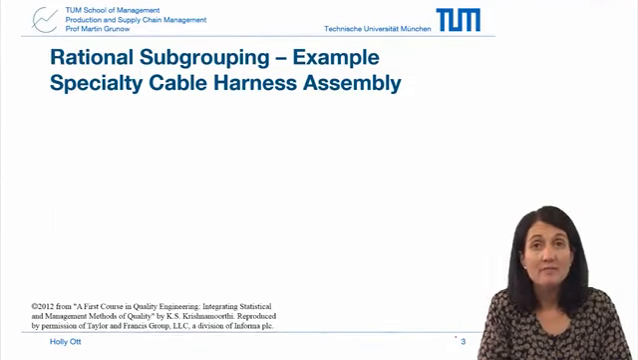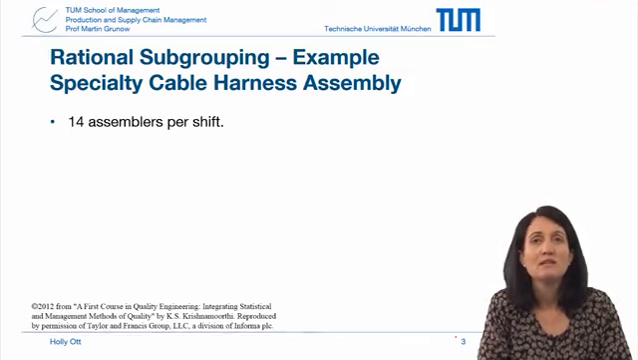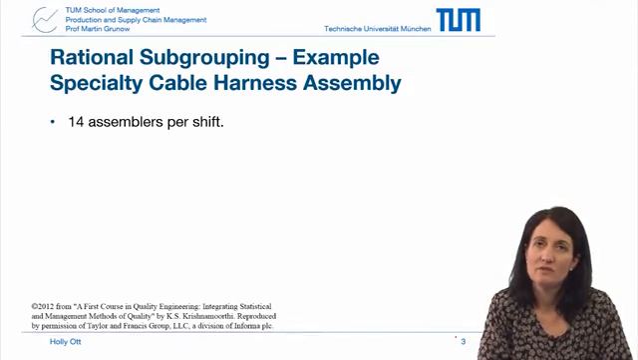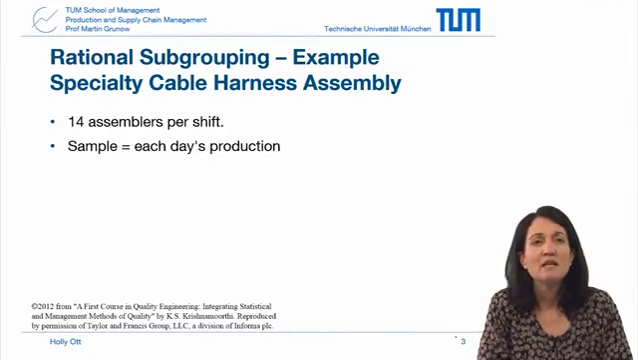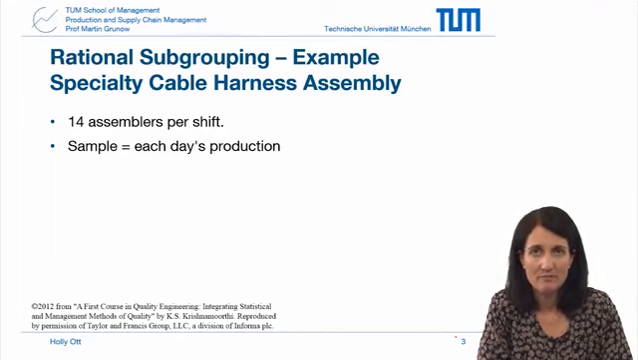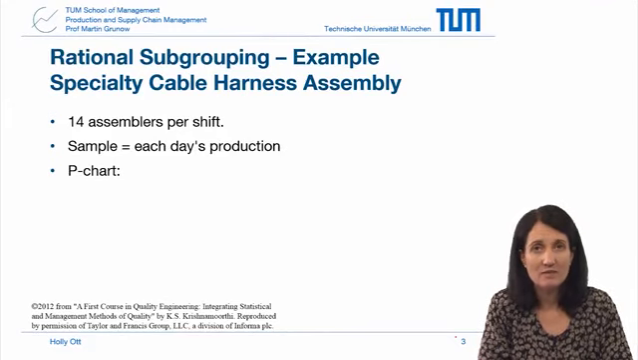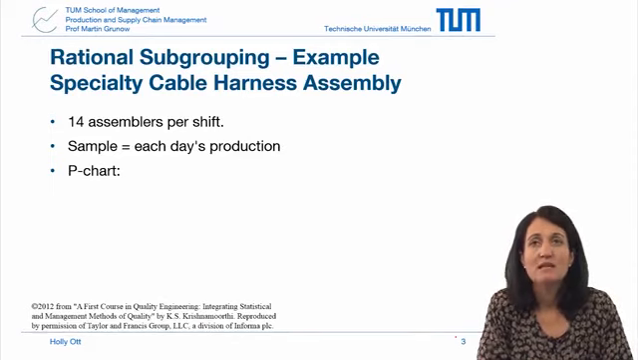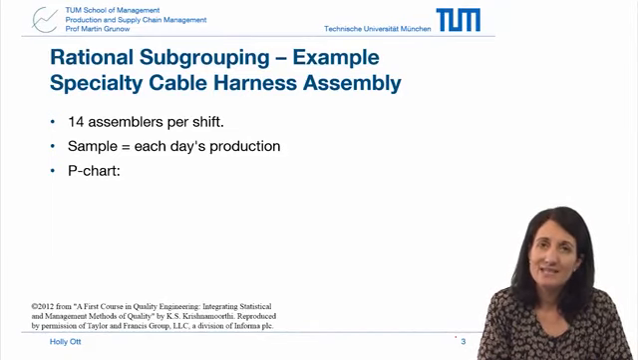So the first thing they did was they looked at the number of assemblers, 14 different ones who worked in one shift. Then the consultant considered each day's production as a sample, and they plotted a P chart. Now, we didn't cover the P chart in detail in our course. Of course, it's in our textbook, and we mentioned it in section 8.1. This P chart is a control chart used for measuring the percent defects in a sample.